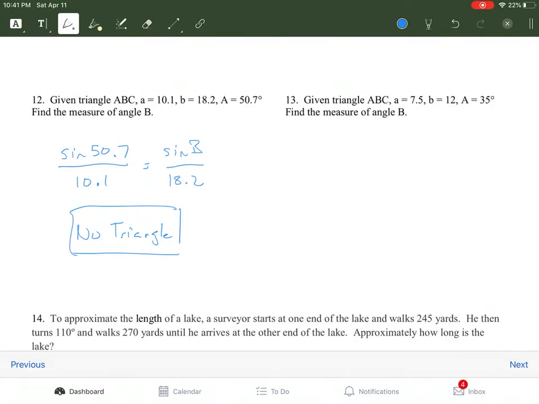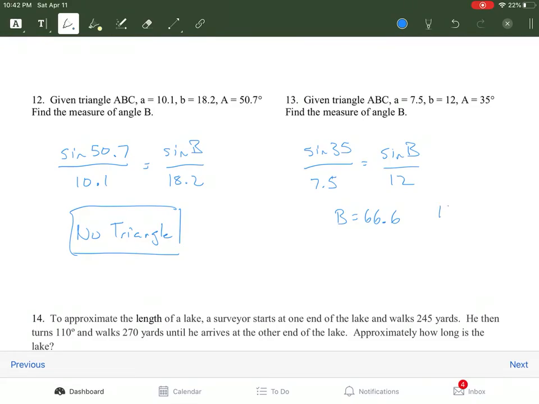Okay, and then 13, we have side A, side B, and angle A. So again, we have a pairing of both A's. So we're going to do the sine of 35 over 7.5 equals the sine of B over 12. You're going to find out that B is going to equal 66.6. Now in this case, because we were finding the angles, we do have to check for a second triangle.